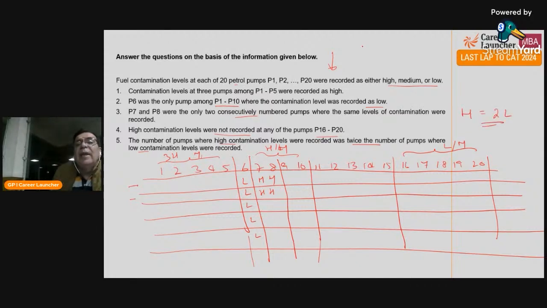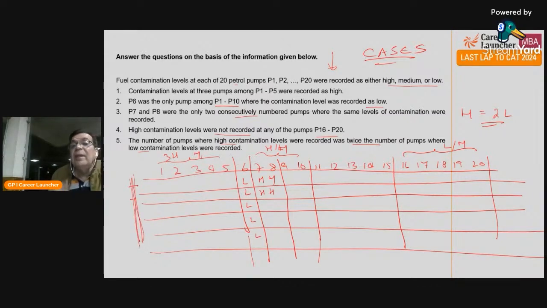What is it telling you? Cases, cases, cases and cases. Why? Because very little information. Obviously, they'll ask us to do all kind of jugglery out here. So we will have to start making cases out here.